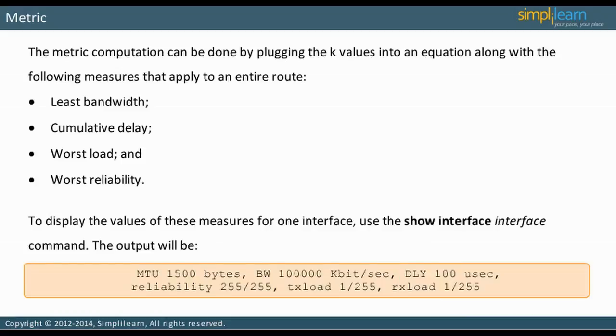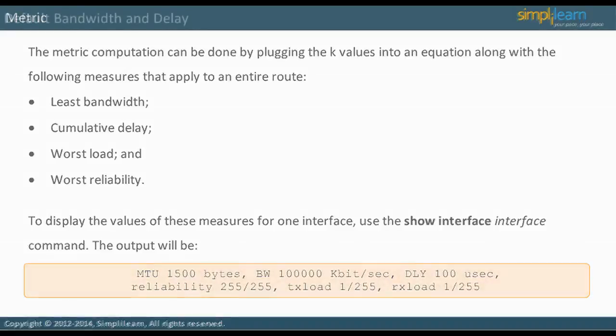Notice that there are two values for load: TX load, the transmit load, and RX load, the receive load. Maximum transmission unit, MTU, and hop count, 0 if a connected subnet, are also transmitted with the EIGRP update, but are not actually used in the metric calculations. Let us look into the default values for bandwidth and delay in the next slide.